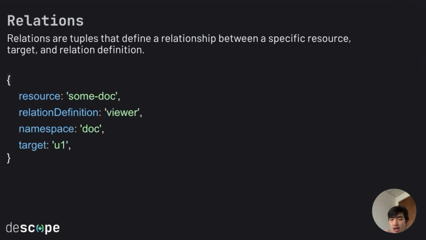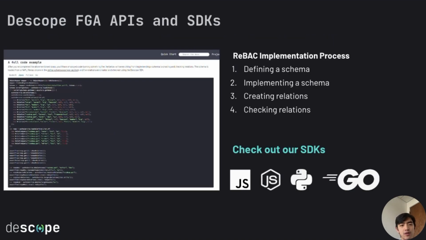After you have your model, we have these things called relations, which are the core of ReBAC. Basically, they are a tuple that includes a resource, a target, and the way that they're related. So an example here would be a resource with some ID, here called some-doc. And then you have a target, which would be a user, U1 here, or whatever user ID. And how are they related? Well, you look in the doc namespace to find in the schema that we just looked at, and you look at the viewer relation definition.